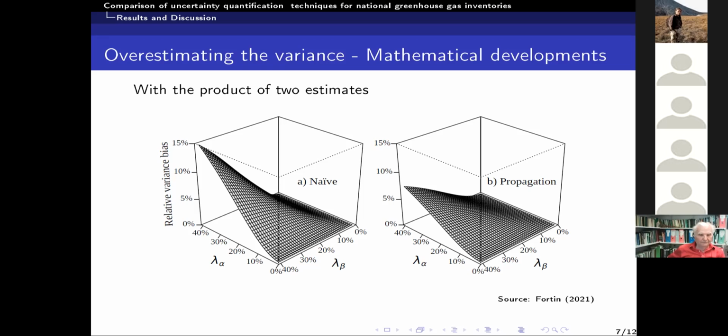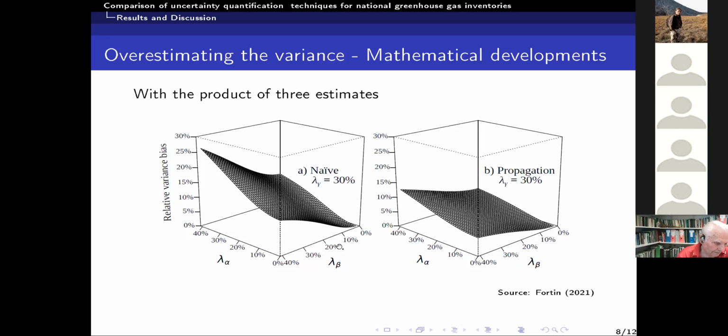So of course, when it comes to estimating greenhouse gas emissions, it's not only the product of two estimates, it can be the product of 3, 4, or even 5 estimates. So we can use those estimators in a recursive manner so that we take that product into account. Another example is if we have the product of 3 estimates, so our product would be, for example, alpha hat times beta hat times gamma hat.